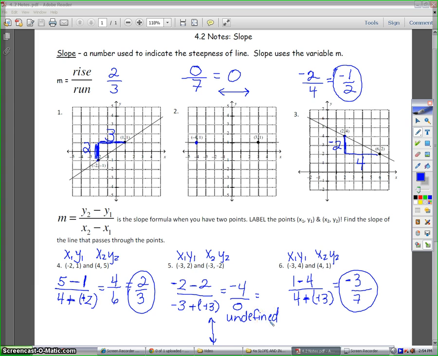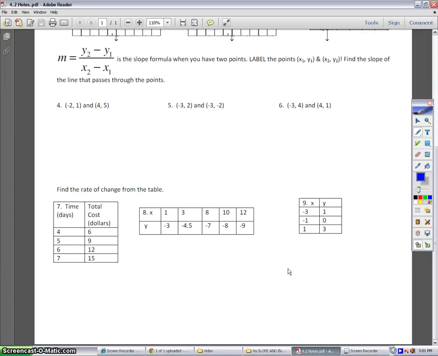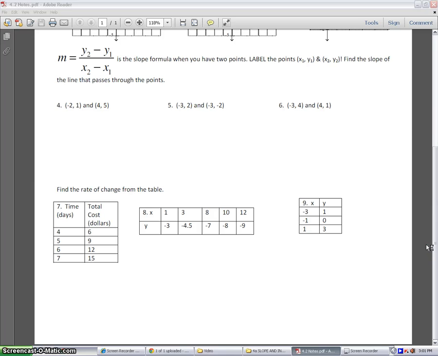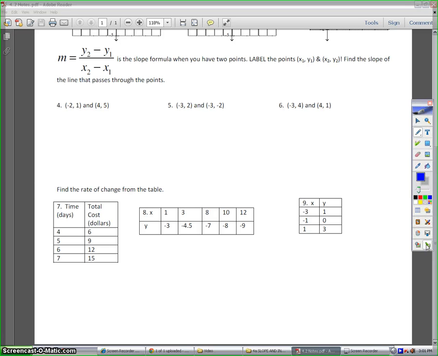Okay, next section. The next section that we're going to go over is a table. So we found slope of a graph using rise over run, and we found the slope using the slope formula through 2 points, but now we need to be able to find the slope, or also called rate of change, from a table. Okay, we did that last class period in a way because we looked to see if the relationship was linear, and we checked to see if it had a constant rate of change.